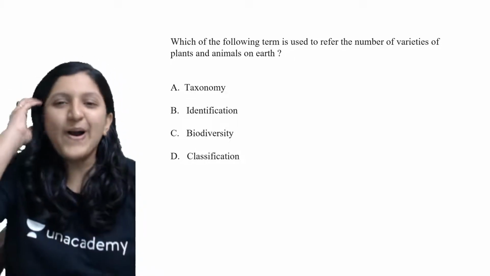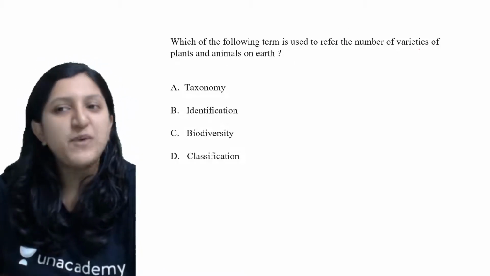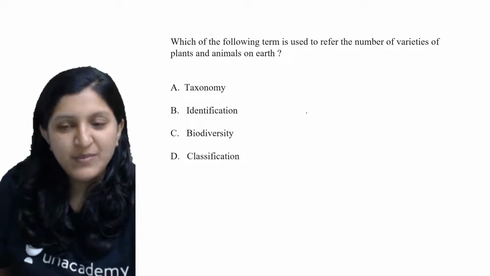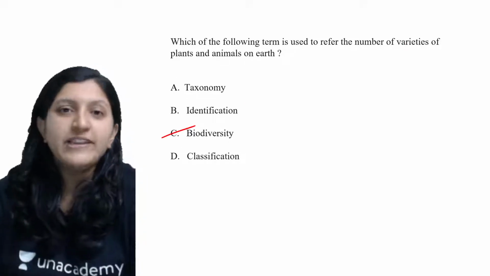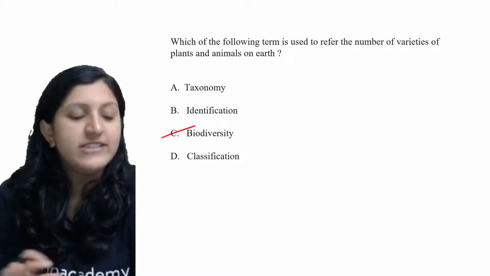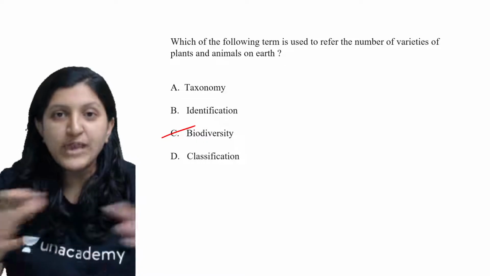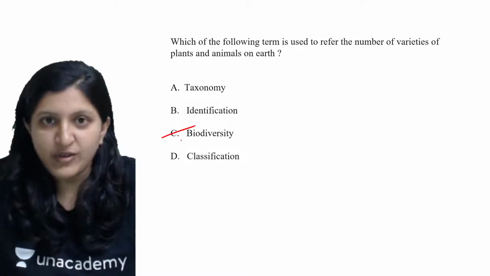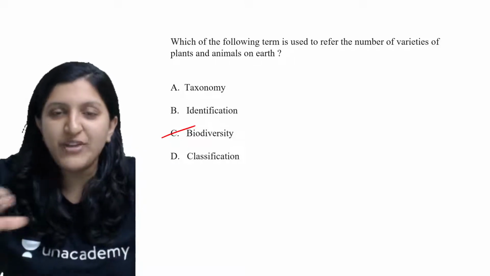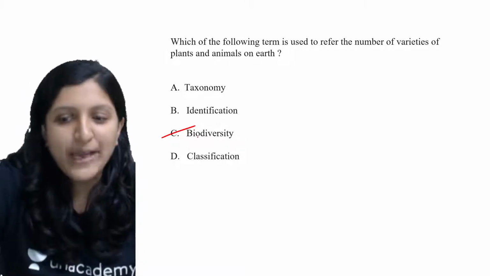All right. Which of the following terms is used to refer to the number of varieties of plants and animals on earth? It is biodiversity. You can find a number of plants and a number of animals on earth, and that is biodiversity. Bio is what? Life. So different varieties of life that you can find on earth, that is biodiversity.